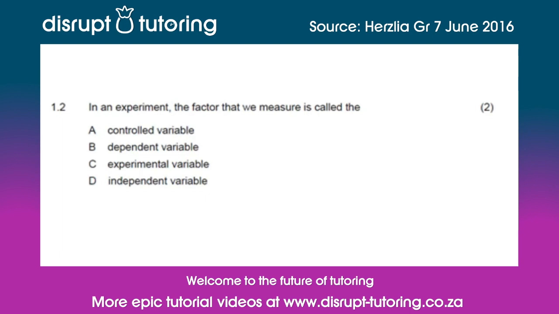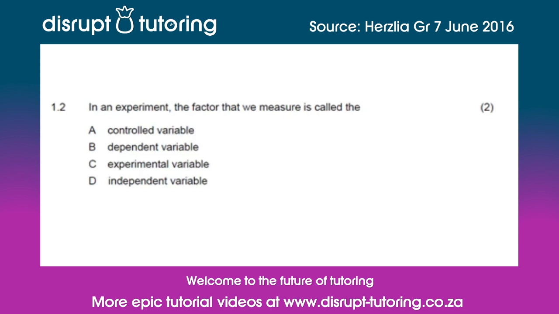Today we're going to be answering a Natural Sciences Grade 7 question on variables of an experiment taken from the Herzia Middle School June 2016 exam paper. The question reads: in an experiment, the factor that we measure is called the what? A. Controlled variable, B. Dependent variable, C. Experimental variable, and D. Independent variable.